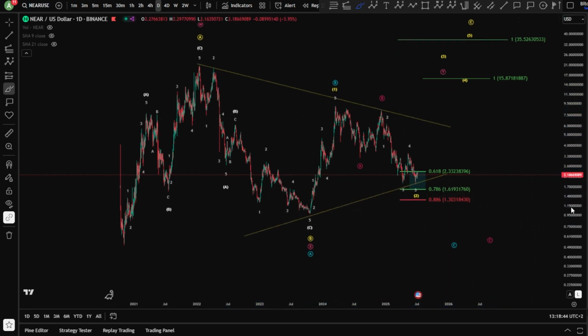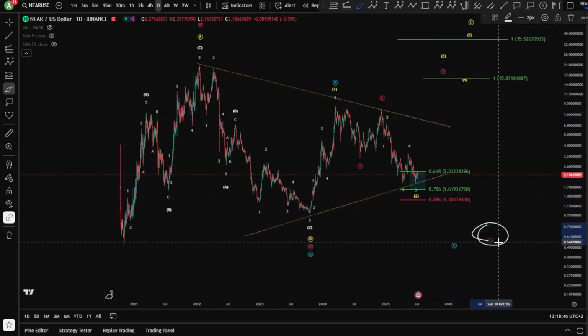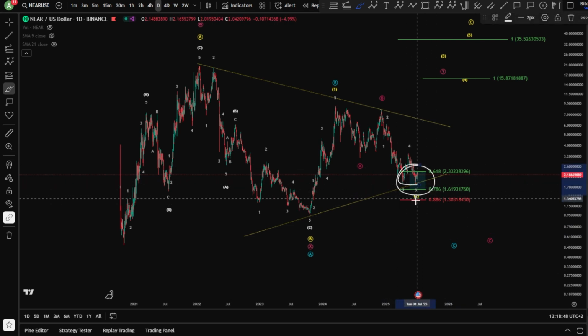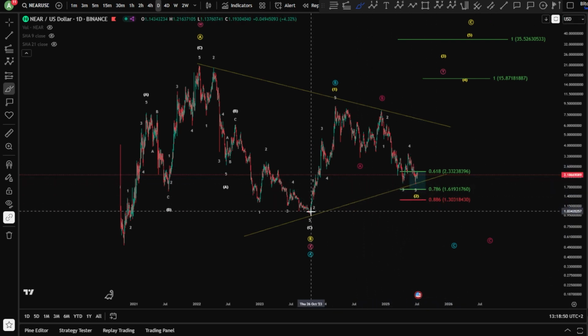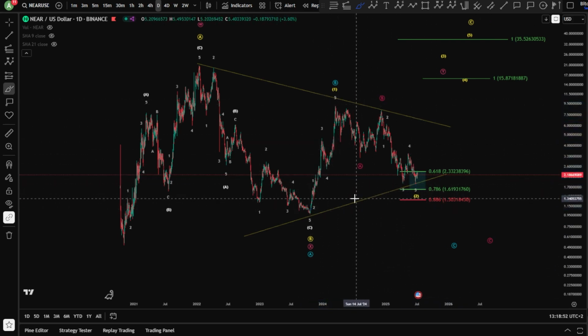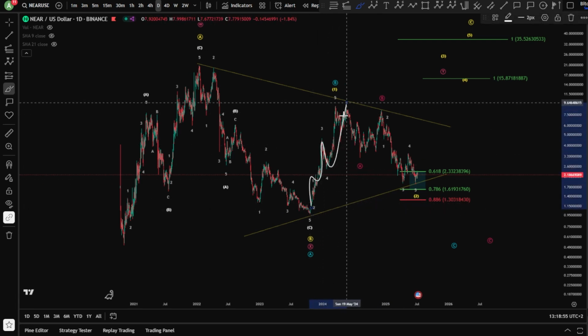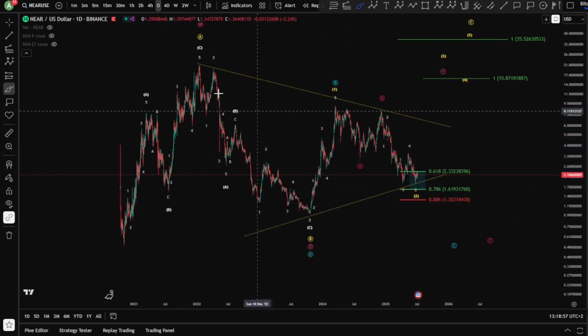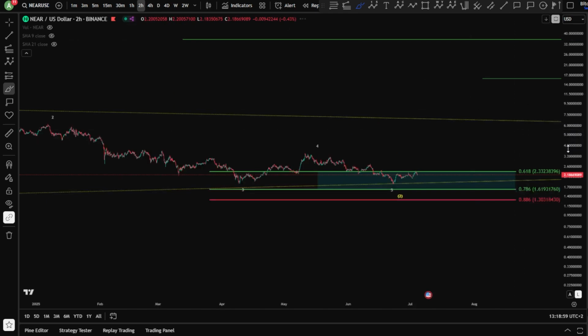But yes, things are a little bit very low for Near here. I would say that we should move toward the upside, especially in case we have an impulse here, 1, 2, 3, 4, and a 5. So let's move inside it to see what's going on the 2 hours chart.